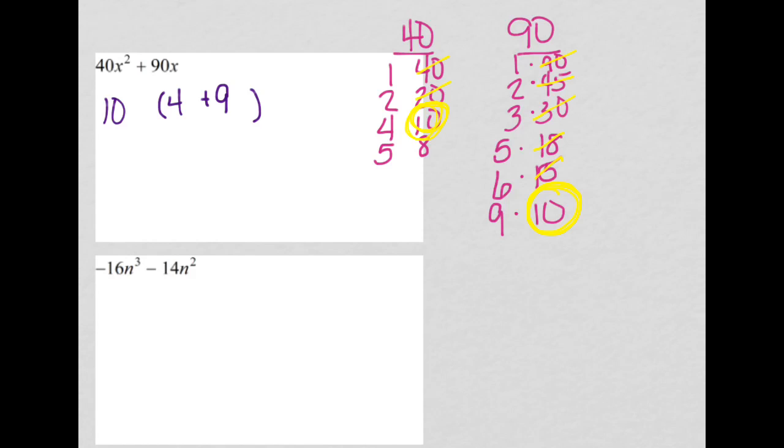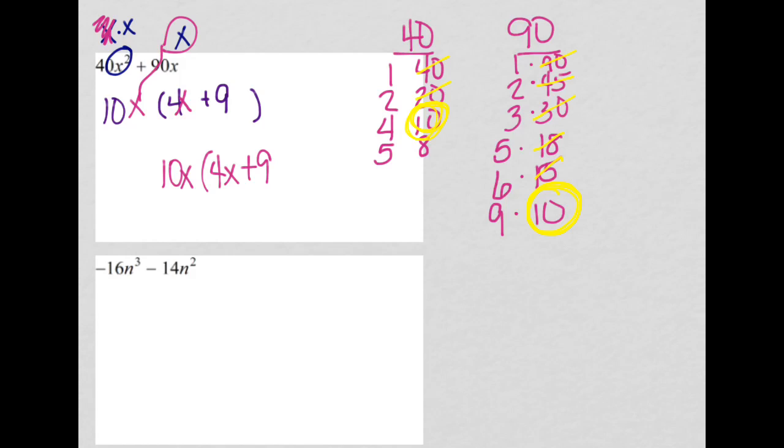Now I look to the variables. What is the biggest number of variables I can take out of both? Well, this one has 2 x's, and this one has 1. So I can remove 1 x, and leave the 9 with no variable. And I can take out 1 x here, and leave an x there. So my answer is 10x times a quantity of 4x plus 9.